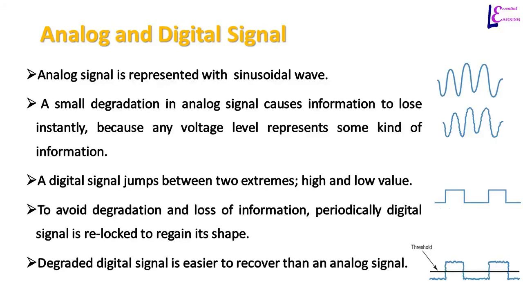Analog signal is represented with a sine wave. A small degradation in an analog signal causes information to be lost instantly, because all voltage levels represent some kind of information. A digital signal jumps between two extremes called high value and low value. If these values are assigned numbers 0 and 1, periodically digital signals can be regenerated to regain their shape. Hence, a degraded digital signal is easier to recover than an analog signal, and loss of information or degradation can be avoided.